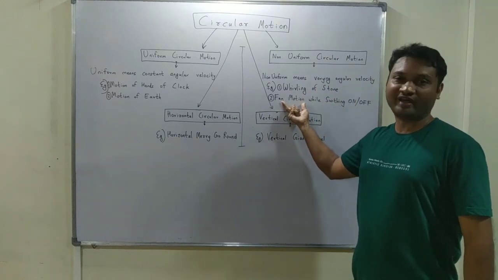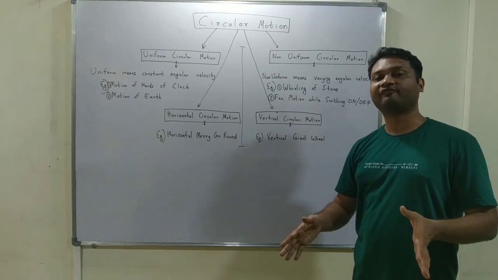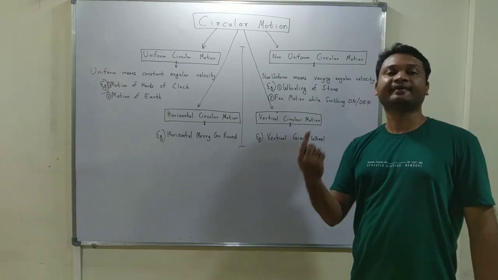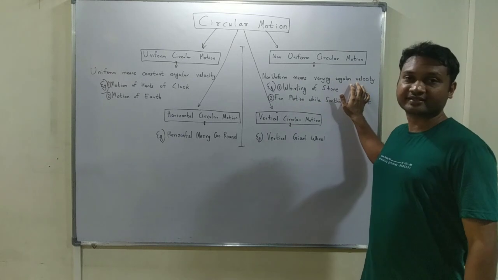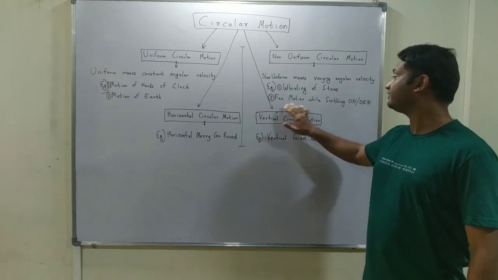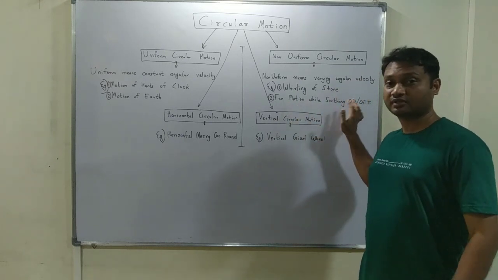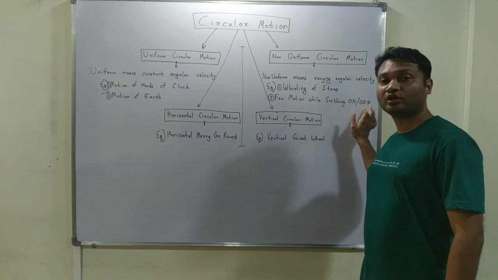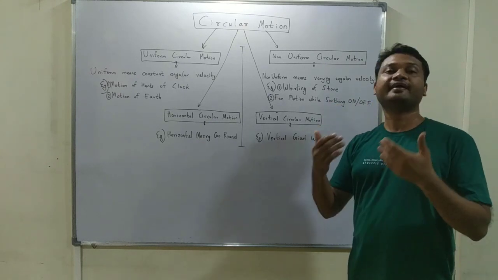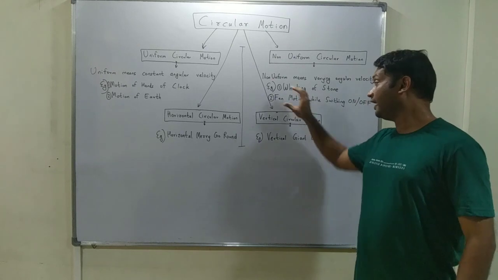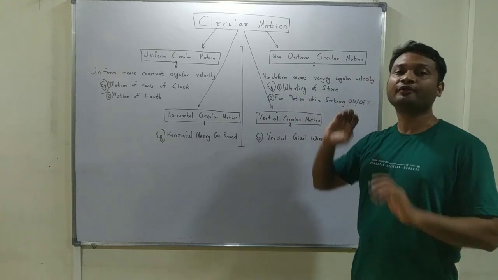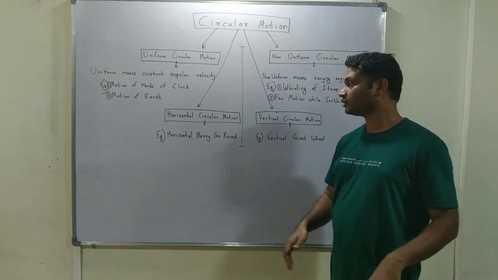Similarly, the motion of fan. When we just switch on the fan, the velocity goes on increasing. The angular velocity increases when the fan is switched on. Similarly, when we switch off the fan, the angular velocity decreases gradually. Hence, these are examples of non-uniform circular motion.